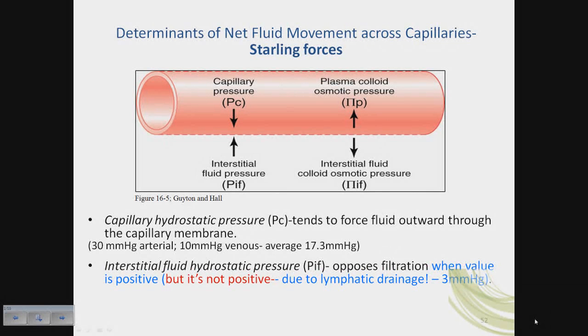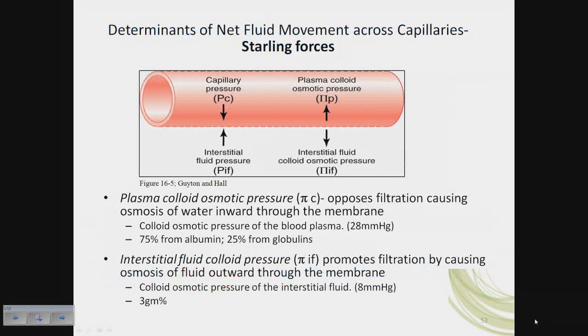Now I would write these values down. I would make a list of these 4 Starling forces. And I would add together the forces that favor outward movement and subtract from them the forces that favor internal movement. Now before we can do that, we need to discuss the colloid pressures.